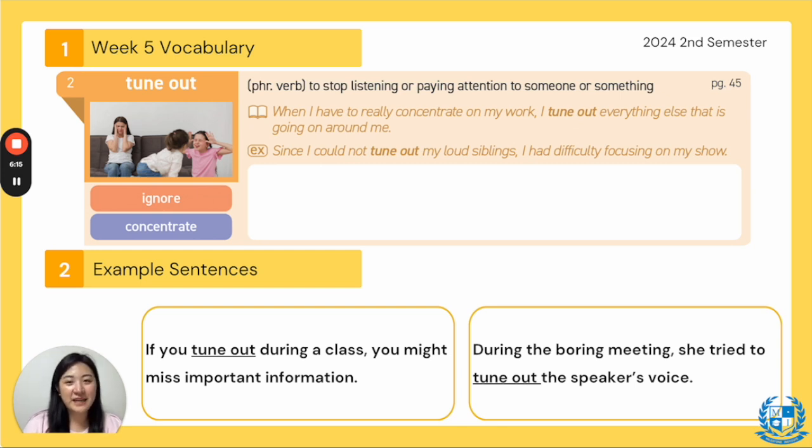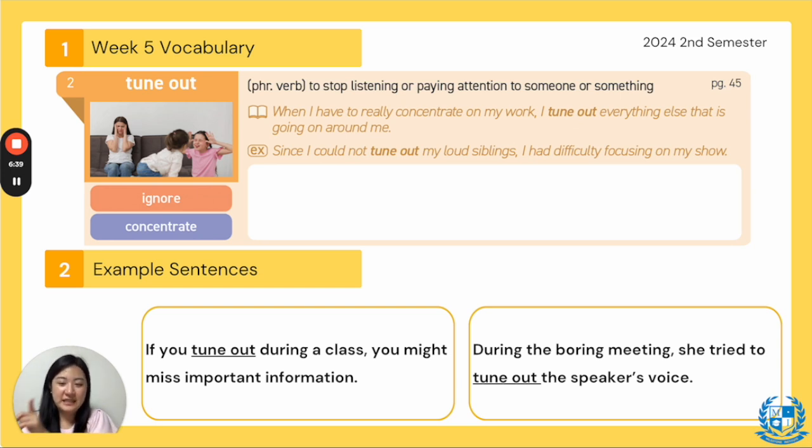Example, let's read together. 1, 2, 3. Since I could not tune out my loud siblings, I had difficulty focusing on my show. So, we're watching TV, but the siblings, my little sister and my little brother, are so loud, and they're trying to distract me. I couldn't tune them out because they were too loud.